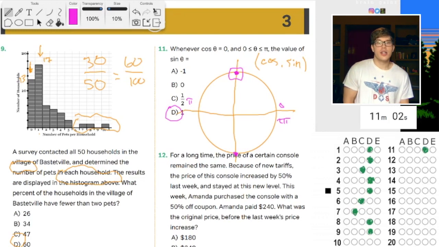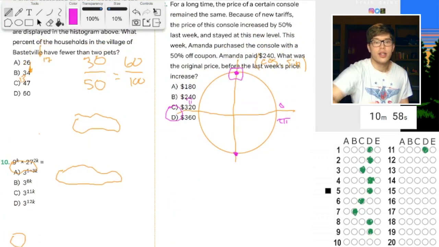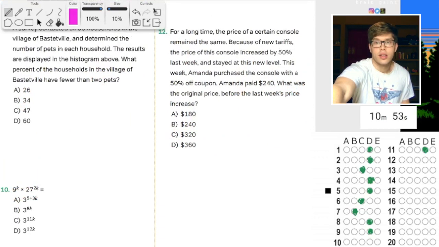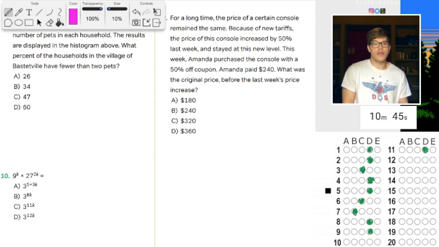Okay, let's look at number 10 and number 12. So number 10, way down here, we have 9 to the k times 27 to the 2k equals what value? And we see in our answer choices, we all have bases of 3. So we want to change the base of our 9 and our 27 to be 3.